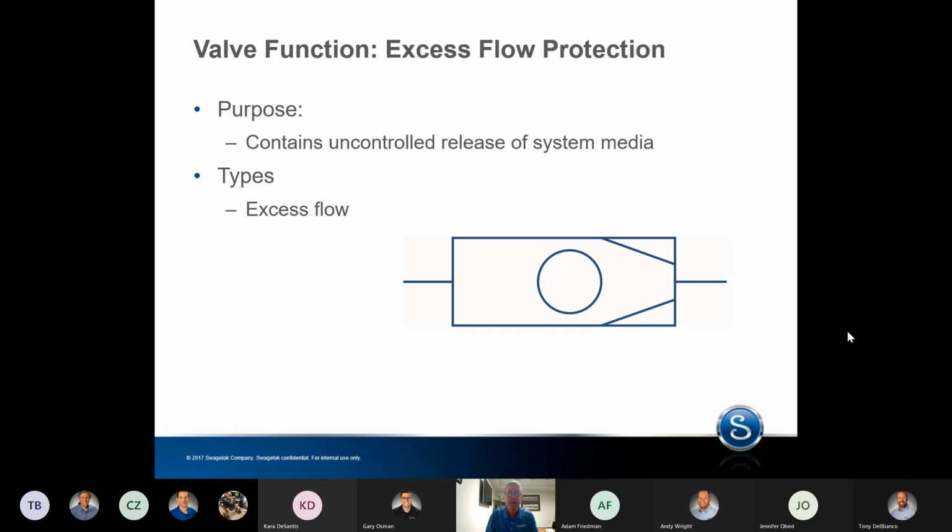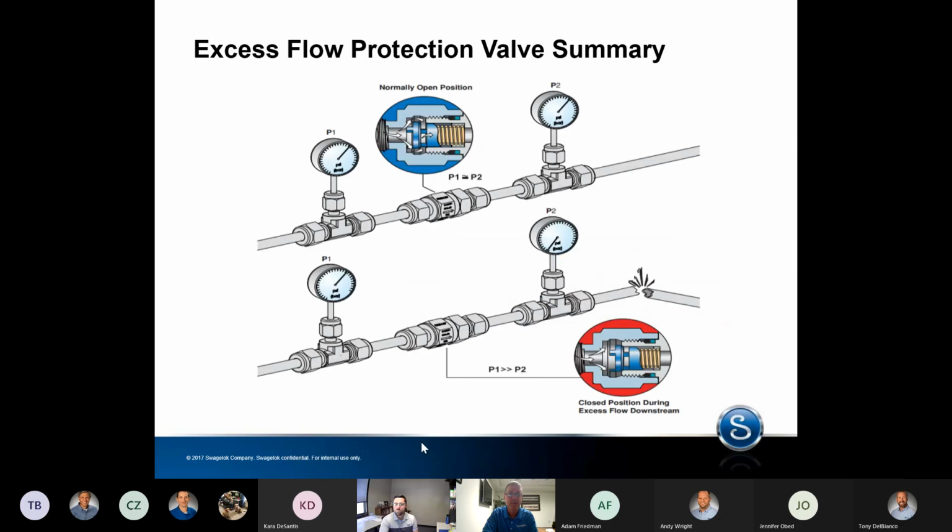The final valve function is excess flow protection, and as the name states, this valve contains uncontrolled release of system media. The spring-loaded poppet remains in the open position during normal system operation, and if an excess flow condition occurs downstream, such as due to a line break shown here, the poppet rapidly moves to the trip position, stopping uncontrolled release of process fluid. When the system pressure equalizes through the bleed vent, the spring automatically resets the poppet to the open position.